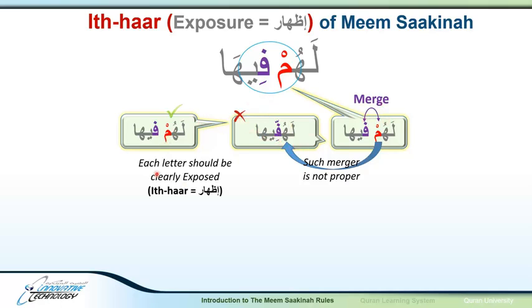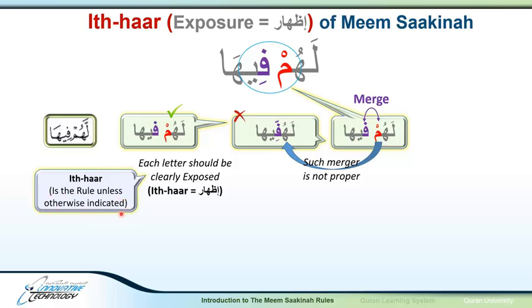We have to clearly expose the pronunciation of the Meem and the fa, where both letters have to be exposed. They have to be pronounced as clear as they are written. That's why idhar is necessary whenever a letter fa follows a Meem Sakinah. Idhar is the rule unless otherwise indicated, in which in Mushaf al-Tajweed would be given no special colors, because whatever you see in black should be pronounced clearly. Lahum fiha. Lahum fiha. Color black is given for idhar letters.